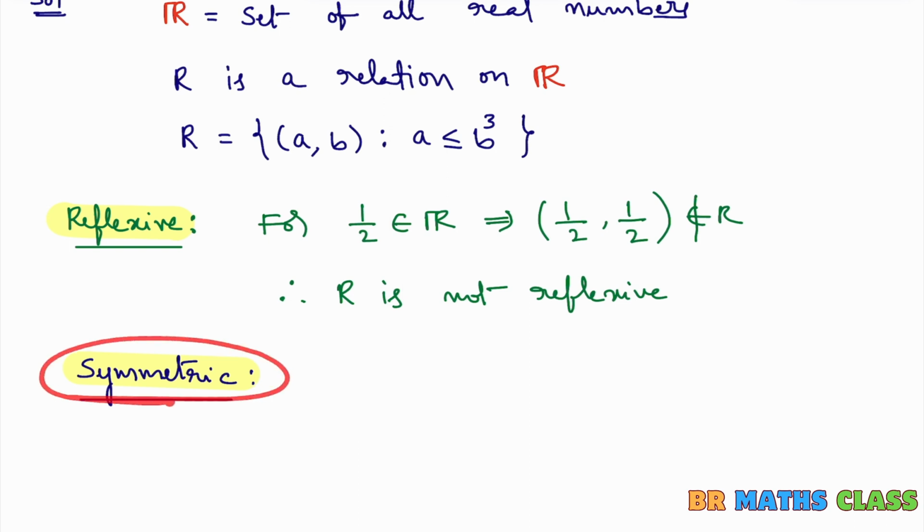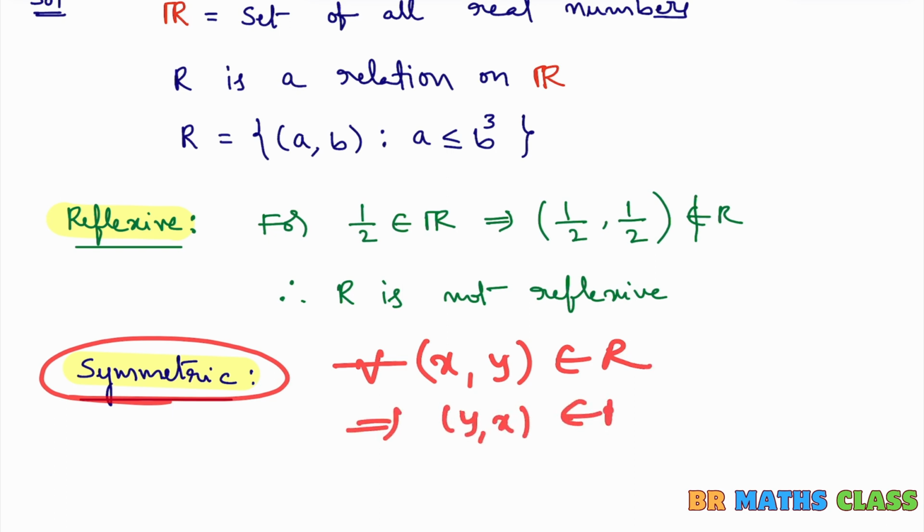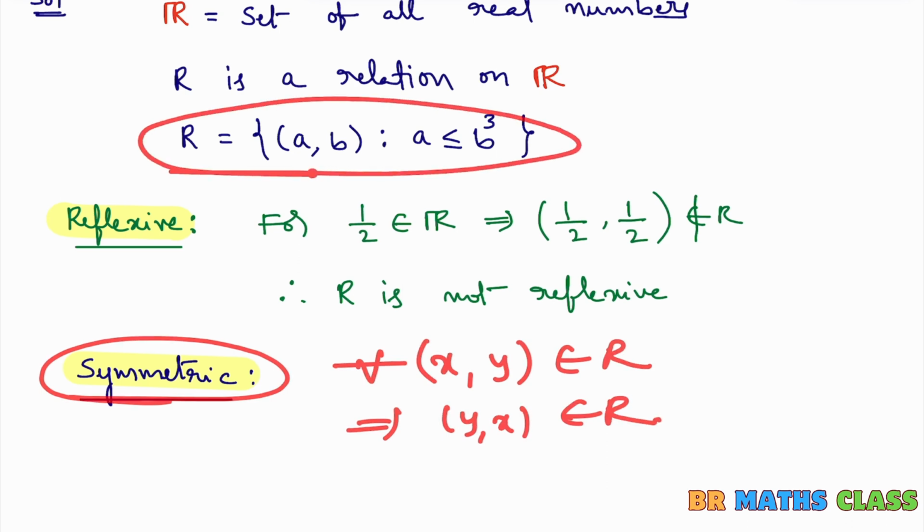How to check the symmetry condition? You take one ordered pair. For any ordered pair (x, y) in the relation, if the ordered pair (y, x) also belongs to the relation, then we say that the relation is symmetric. Here, this relation is not symmetric, so I'll try to prove that with the help of an example.